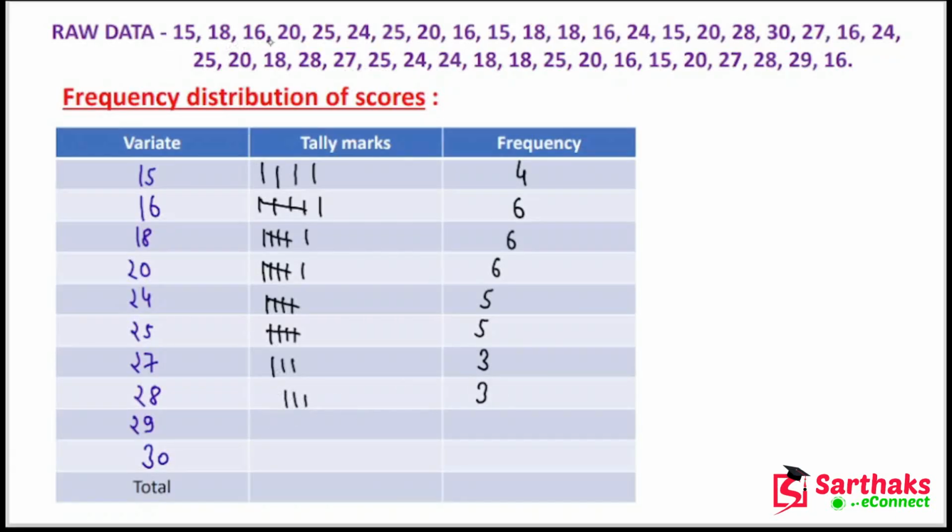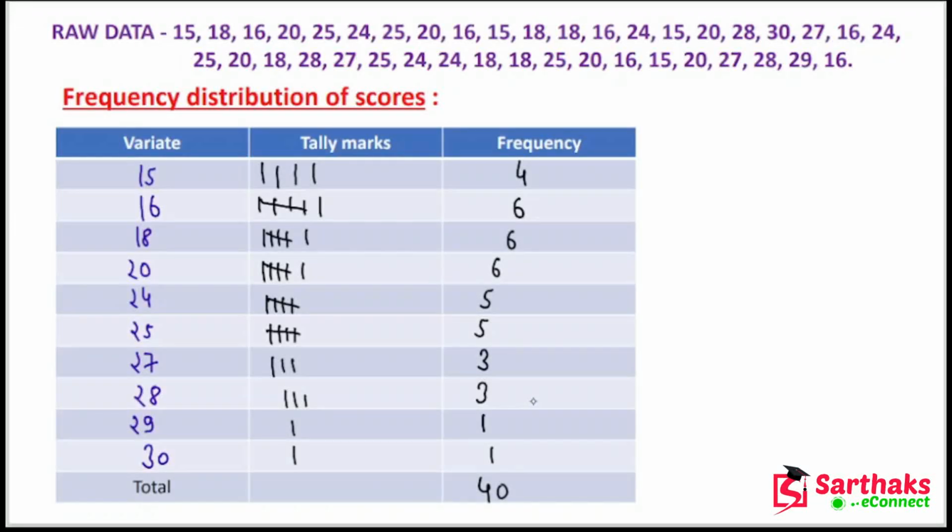Then let us see 29. 29 is not on the upper line. Okay, only 1 time. Then we can see 30. 30 is also, I think, 1 time only, right? So now again the total should be how much? The number of scores. It was not given in the question, so let us count. 4 plus 6, 10 plus 6, 16 plus 6, 22 plus 5, 27 plus 5, 32, and 3, 35, then 38, 39, 40. So we have a total of 40 data points.